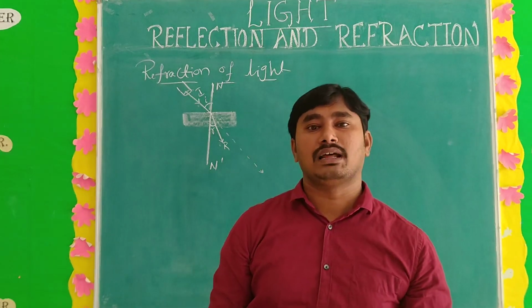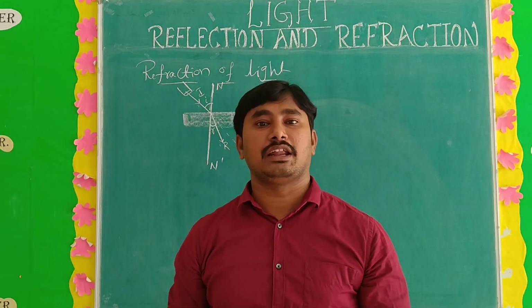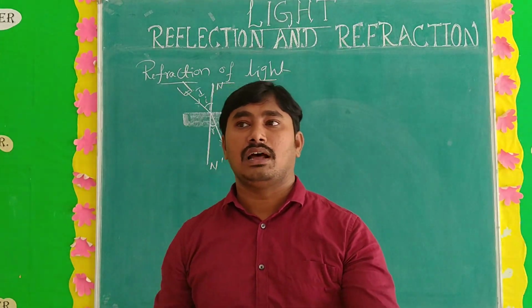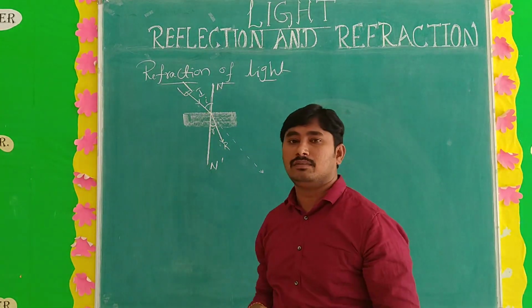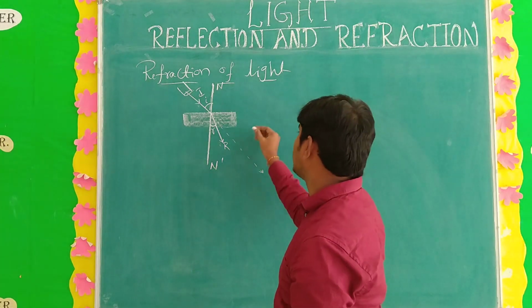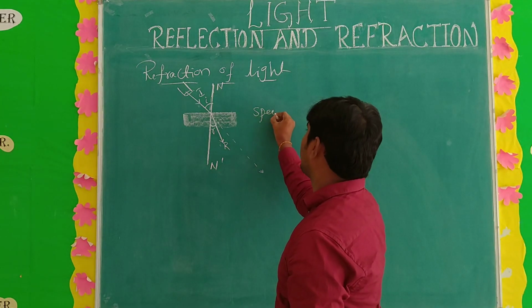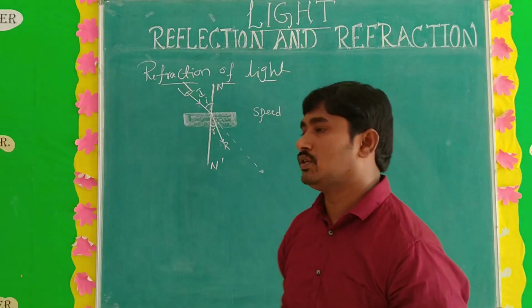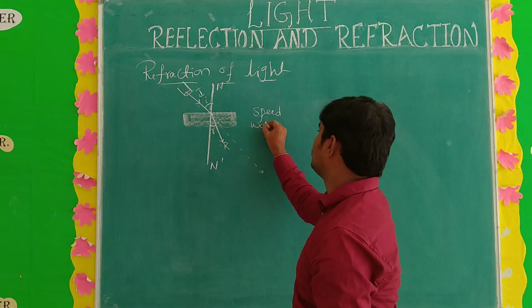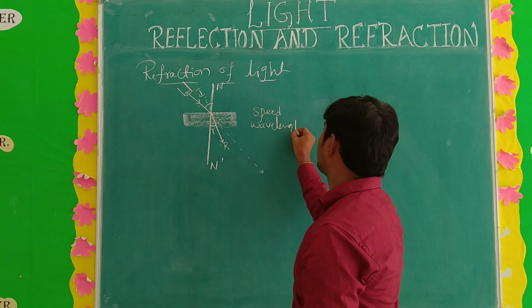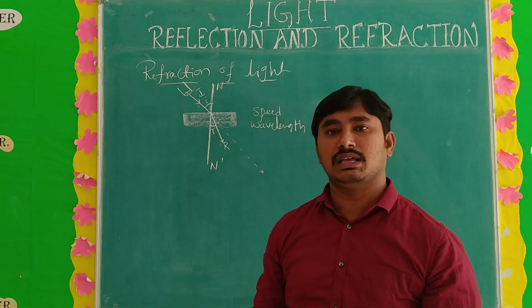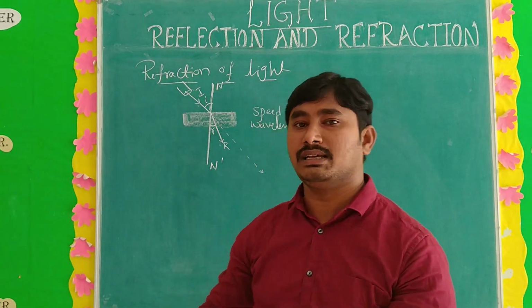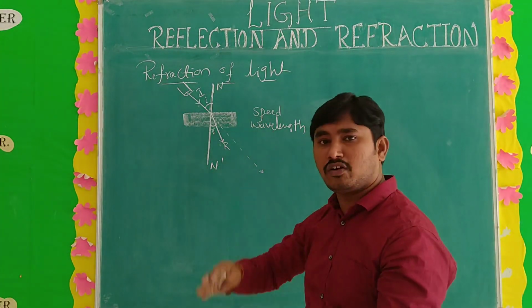Next, what are the important conditions in refraction? The main important thing is that when the light ray is refracted, the speed of light must change, and the wavelength also changes. So speed changes, wavelength changes. When the light ray travels from one medium to another medium, the speed changes. That is the main cause of refraction.